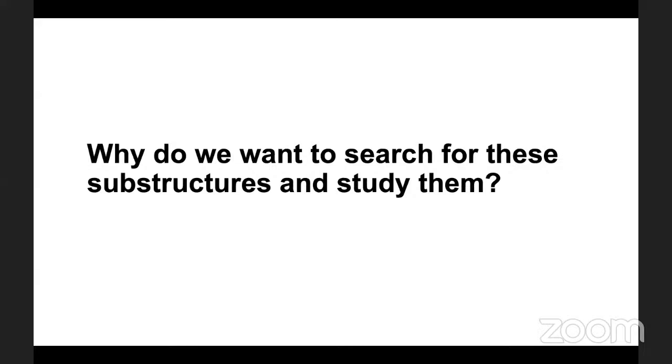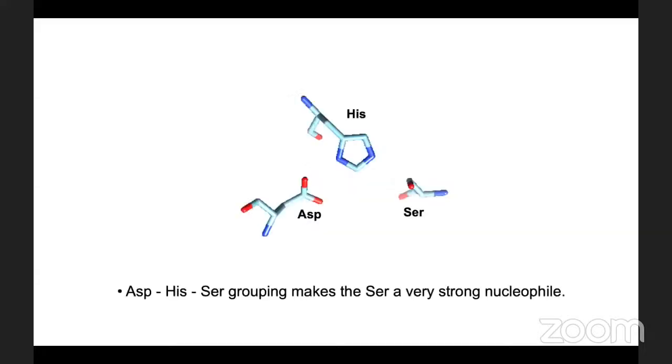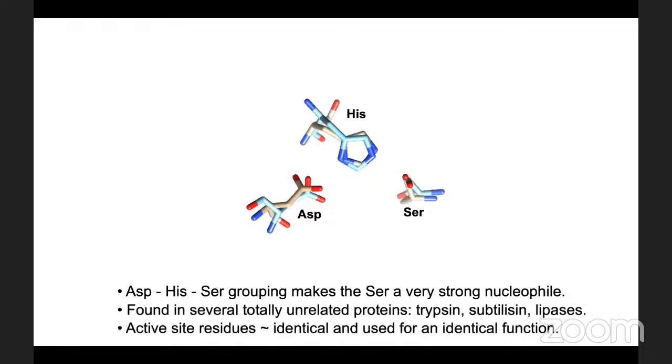So why do we want to search for these substructures and why do we want to study them? Let's take, for example, this aspartic acid, histidine, and serine grouping, which makes the serine a very strong nucleophile. And this arrangement of amino acids is found in several totally unrelated proteins, such as trypsin, subtilisin, and even lipases. And these are actually what is known as the serine protease catalytic triad.